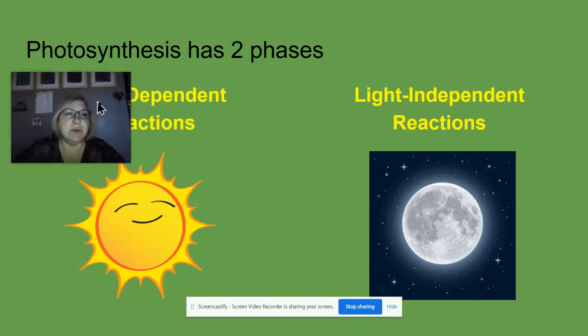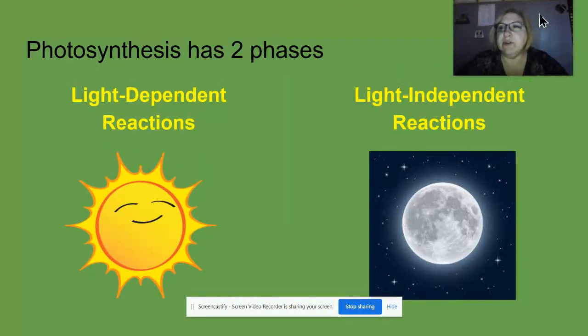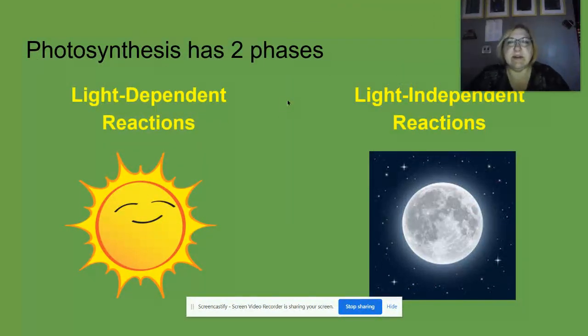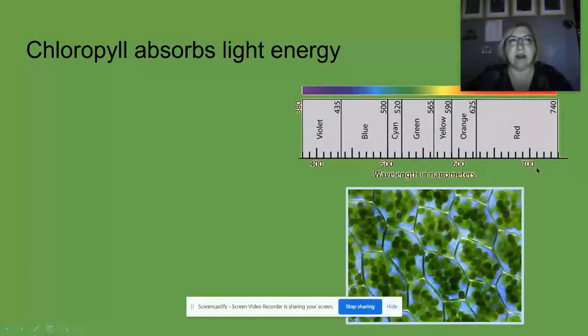So as we've mentioned before, photosynthesis has 2 phases, the light-dependent reactions and the light-independent reactions. The light-dependent reactions are called photosystem 2. The light-independent reactions are called photosystem 1. So let's look at those in a little more detail.